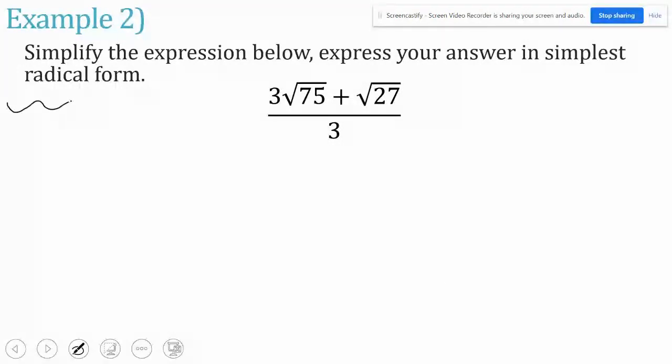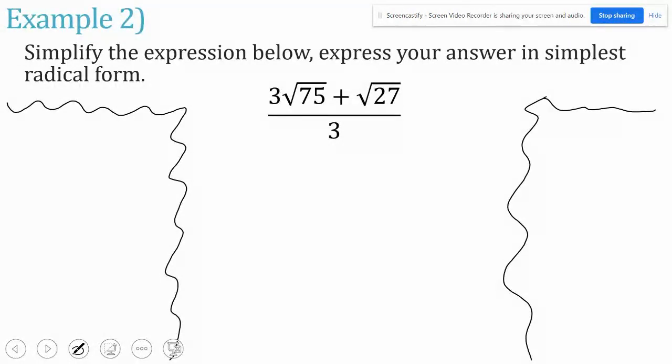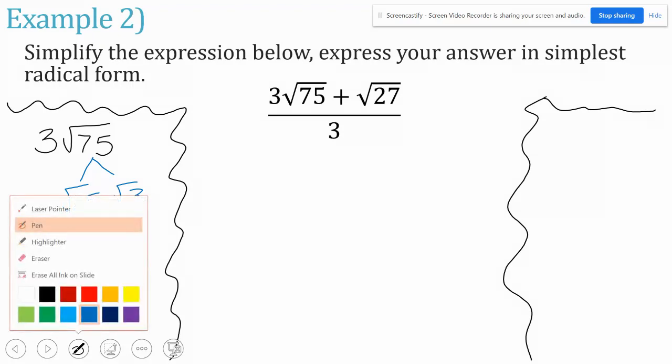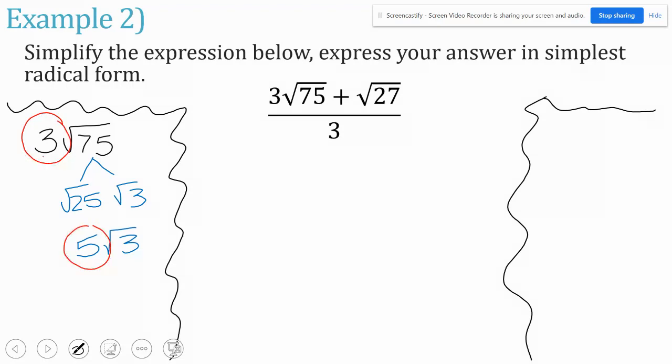So what I'm going to do is simplify these separately. So I have 3 radical 75. We're going to do the same thing where we're going to simplify this radical. That breaks up into radical 25 radical 3, which gives us 5 radical 3. The square root of 25 is 5. And then don't forget that we have to multiply whatever is not in a radical. We multiply that together and we get 15 radical 3. Okay, so 3 radical 75 simplifies to 15 radical 3.